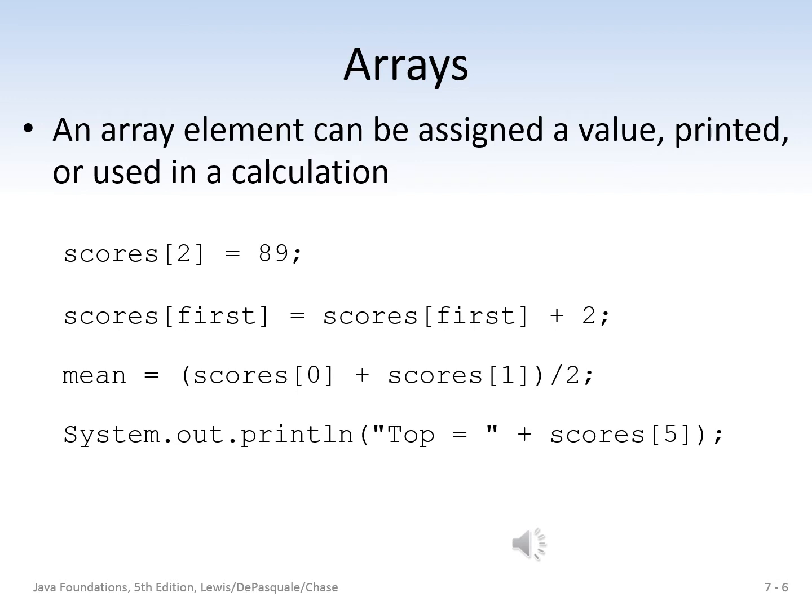Here we're taking the value in scores, and we can use a variable for the index location. So I'm assuming first is an integer. Let's say it holds 3. So it'd be scores sub 3, whatever that value is, plus 2. So if scores sub 3 holds 94, we'd add 2 to get 96, and that would then be stored in scores sub 3 because first was 3. And it can be used in any type of expression, including a concatenated string for printing.